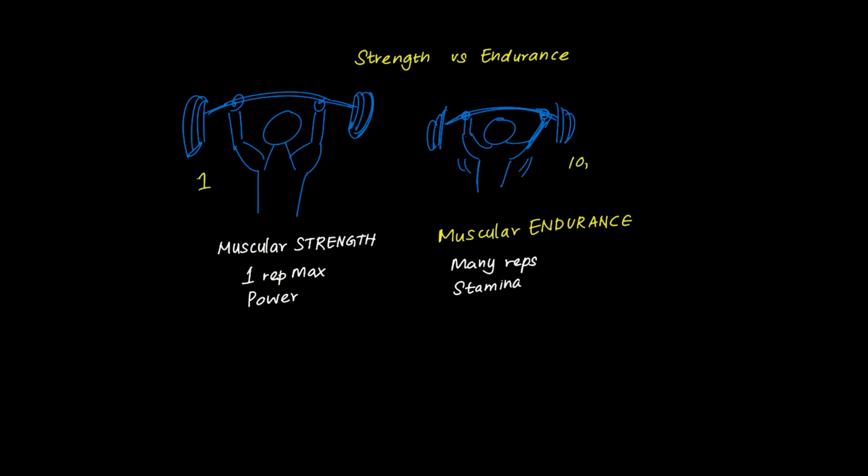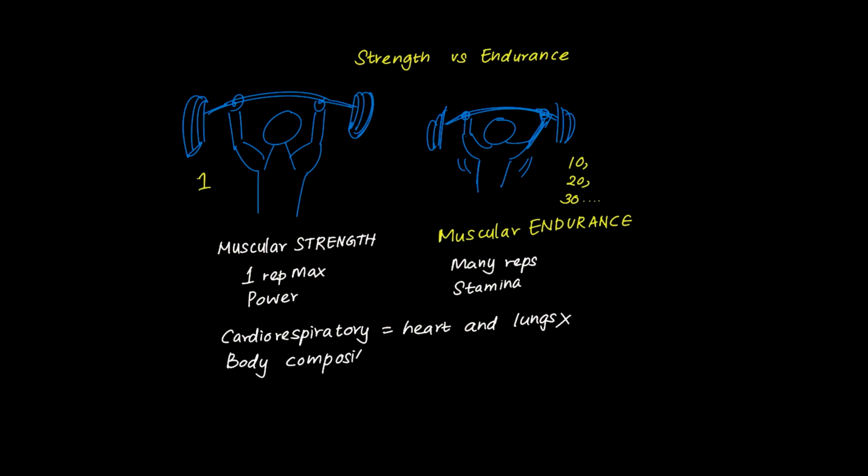Strength is about power. Endurance is about stamina. A powerlifter needs strength, one massive lift. A rower needs endurance, thousands of strokes over a long race. Both matter, but they're trained differently. Cardiorespiratory fitness involves the heart and lungs, not specific muscle groups. Body composition is about fat versus lean mass. Neither relates to repeated muscle contractions over time.